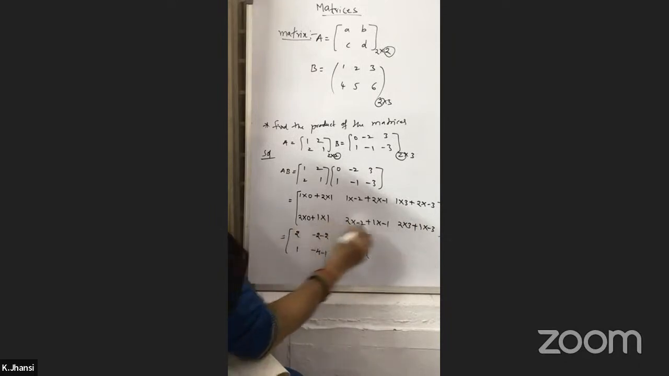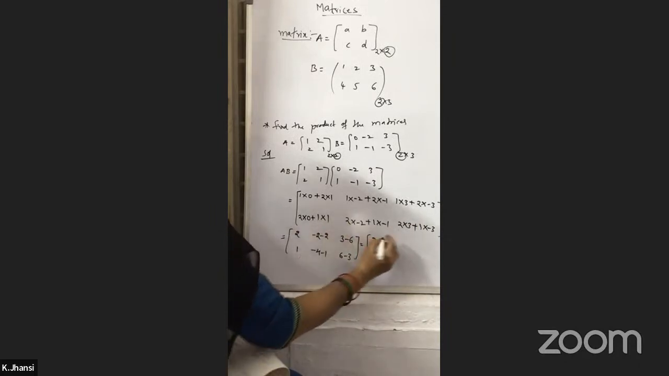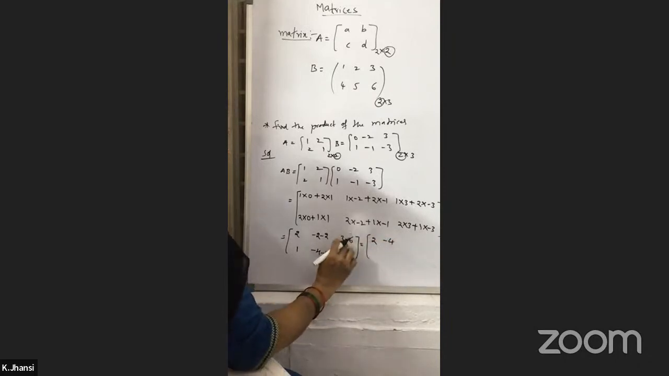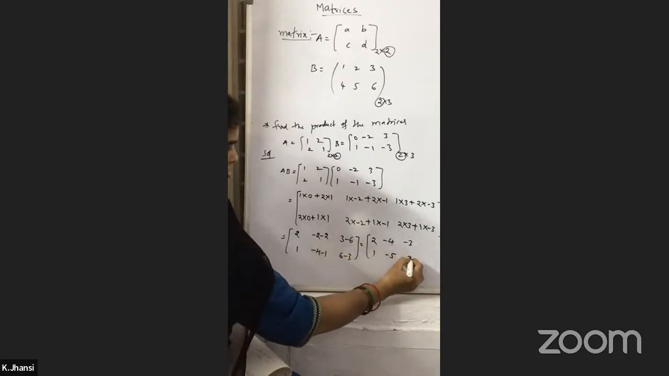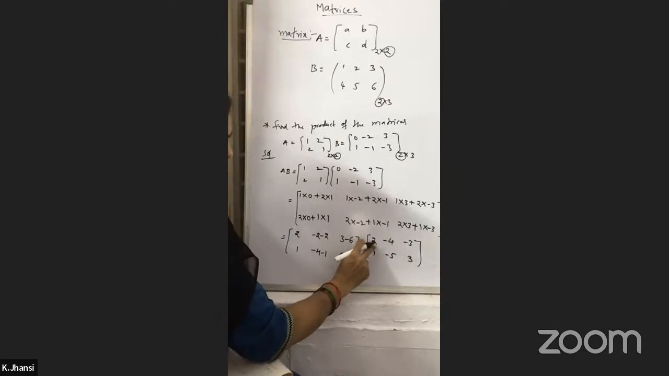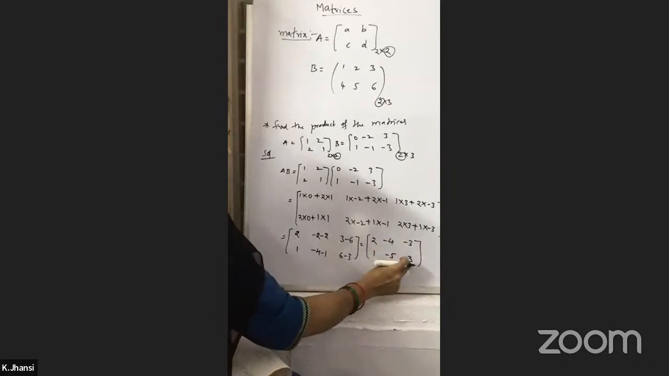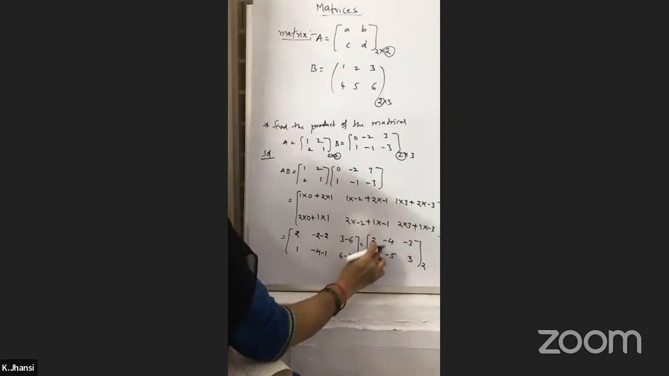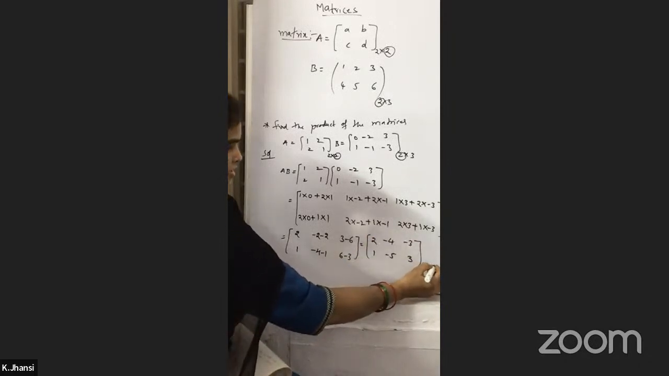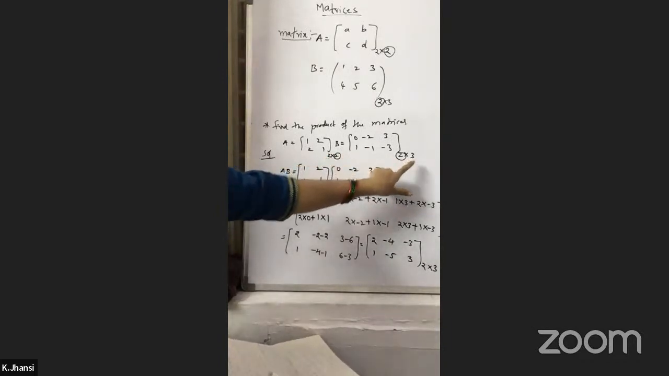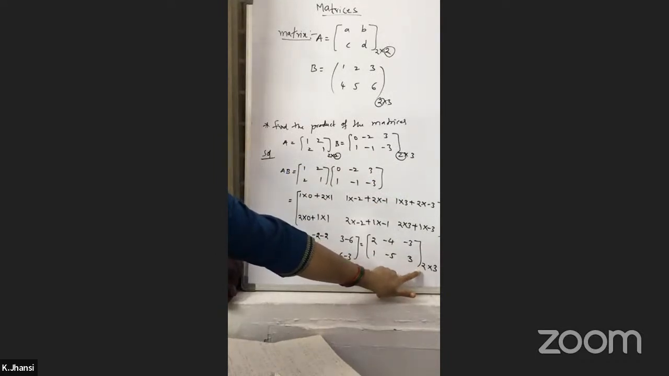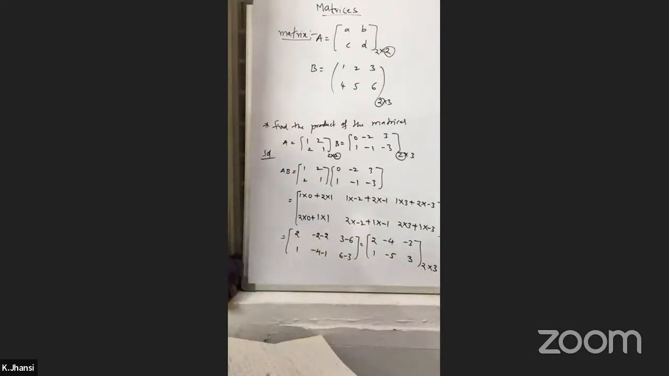So it is equal to 2 minus 2 is minus 4... wait, 2 minus 2 is 0 and... 2, minus 4, 3 minus 6 is minus 3, 1 minus 5, and 6 minus 3 is 3. See how many rows we got? This is the first row. This is the second row. 2 rows. And 1, 2, 3 columns. So when you eliminate the common, whatever remaining is there, 2 rows and 3 columns. The order of the resultant matrix that we got is a 2 by 3 matrix.